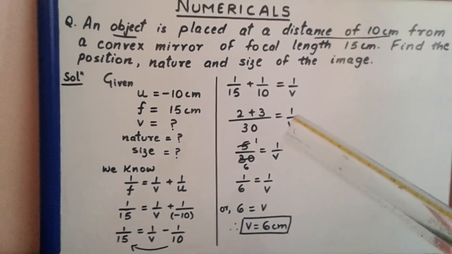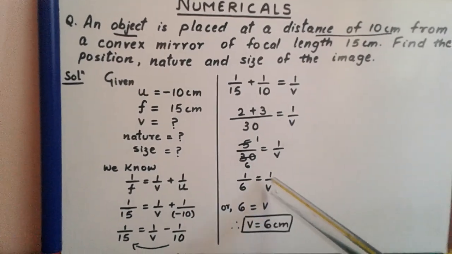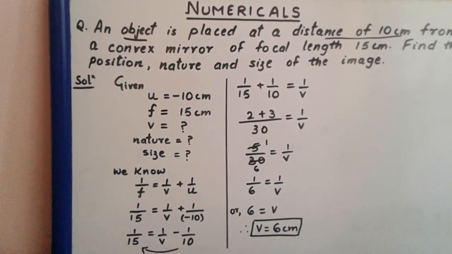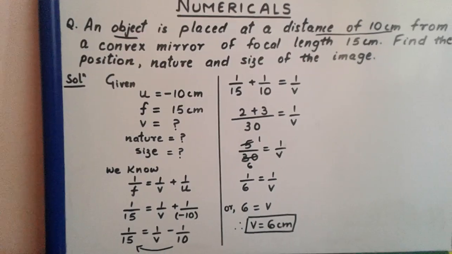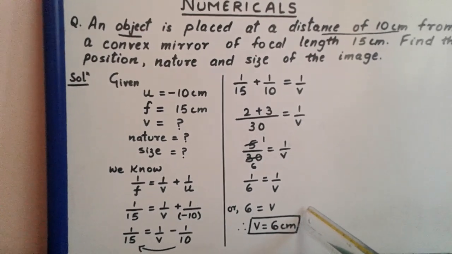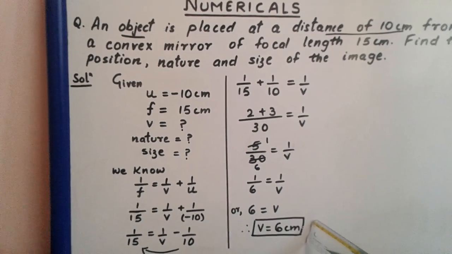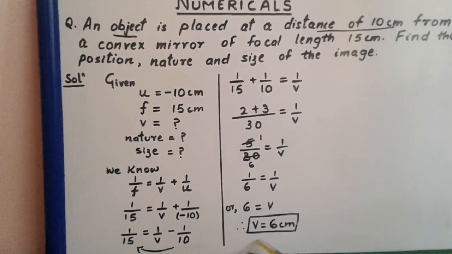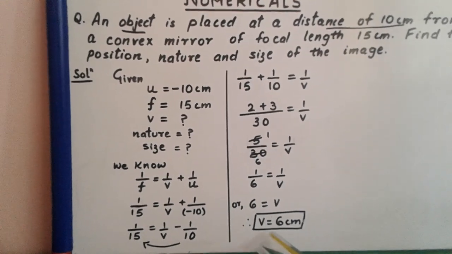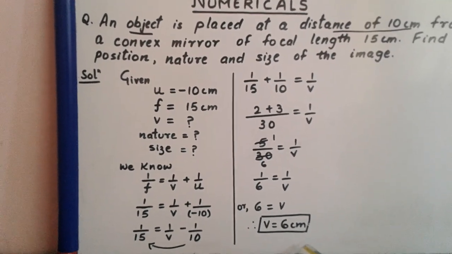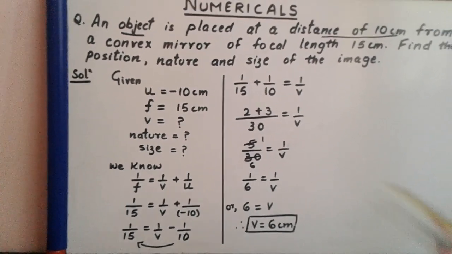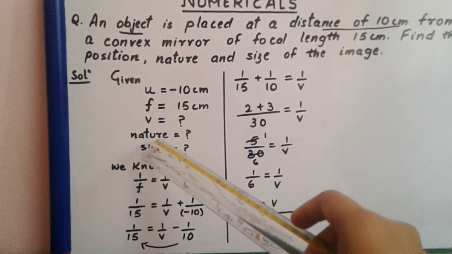But if you leave the answer here, that is v is equals to 6, surely your half mark will be deducted, because without using the unit, you cannot end your answer. So while writing the final answer, as I have enclosed it in a box, this is the final answer where I have written v is equals to 6 cm. Now from the sign that we have obtained for v, we will be able to find out what will be the nature of the image.